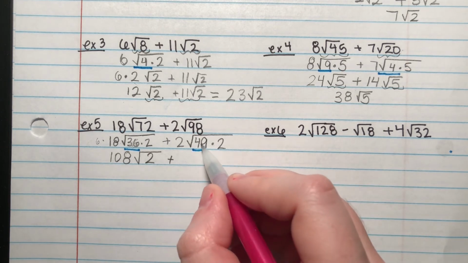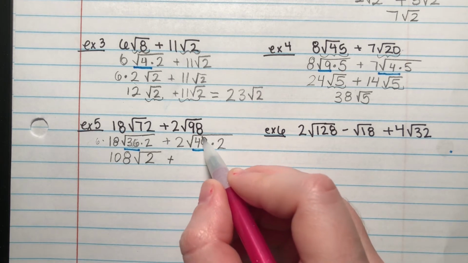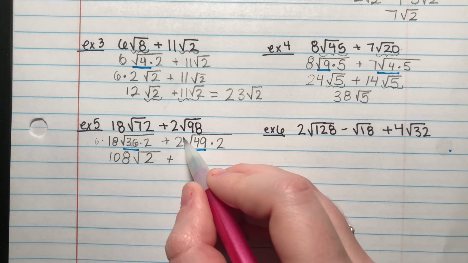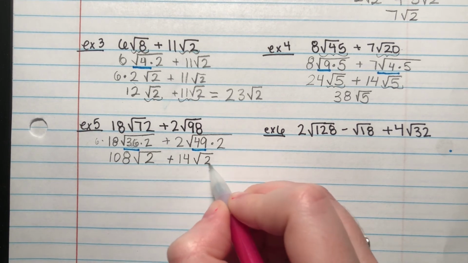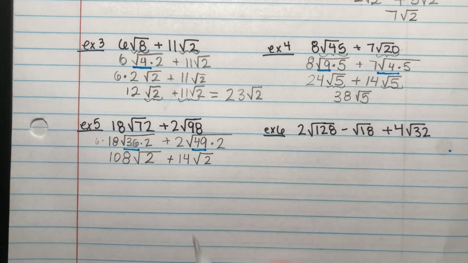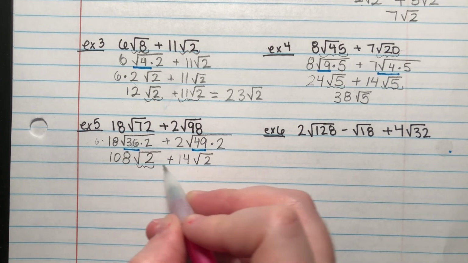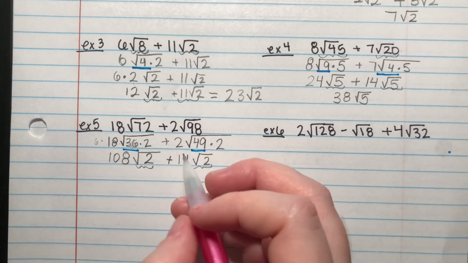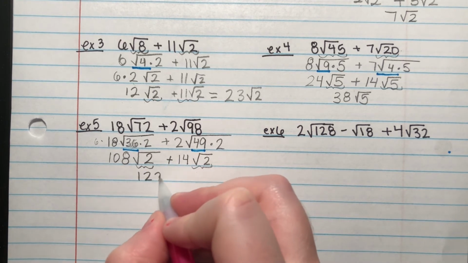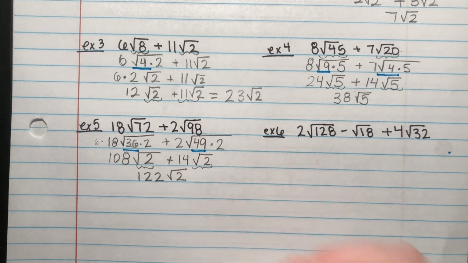Now same thing here, I take the square root of 49, it's going to give me 7. So when I pull that out here, I have 2 times 7, 14 square root of 2. Now do I have the same radical? Yes, I do. So 108 plus 14 gives me 122 square root of 2.